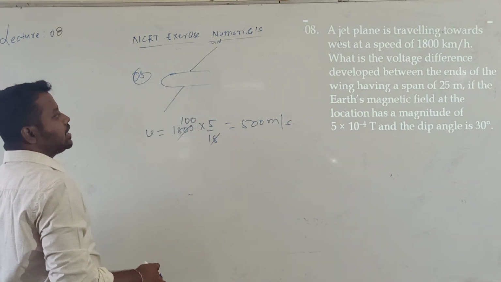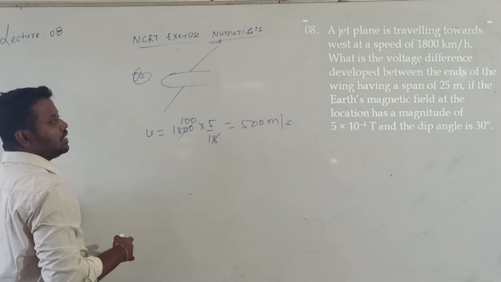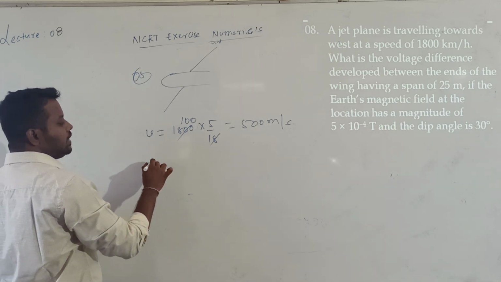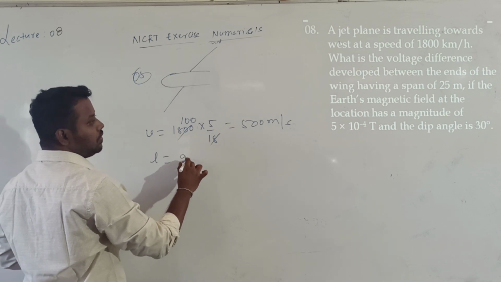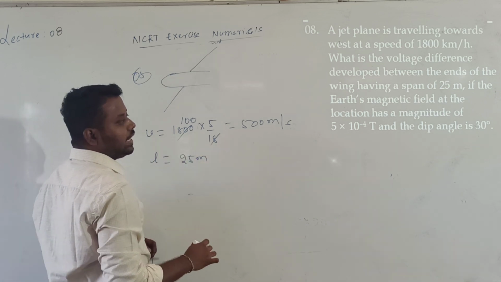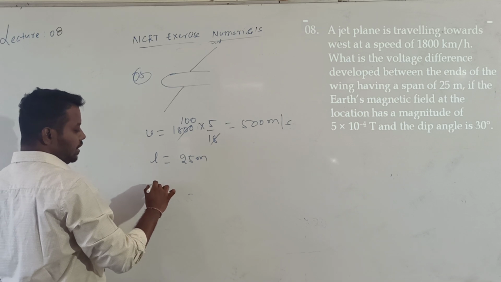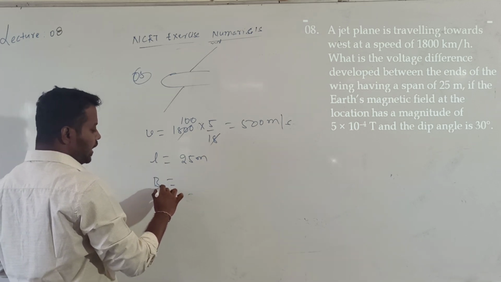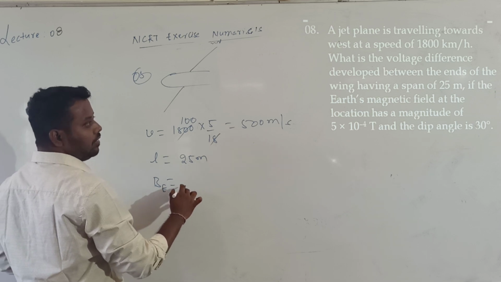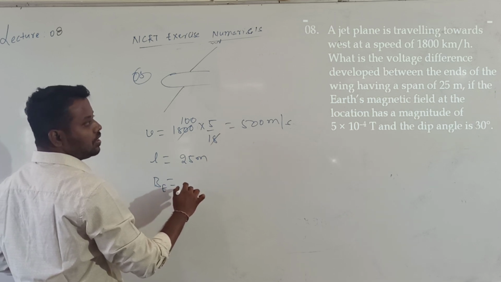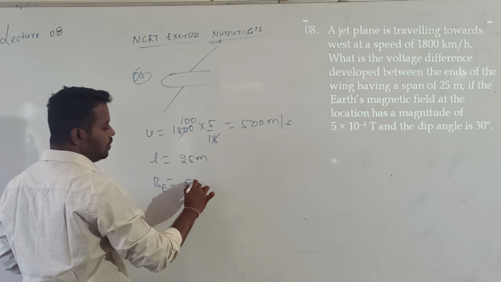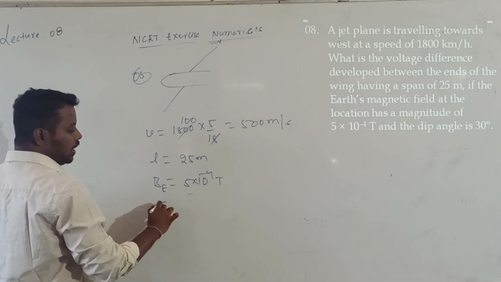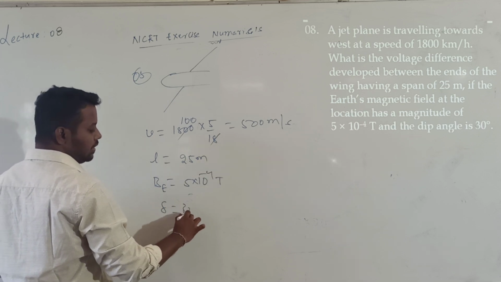They are asking us to calculate the potential difference developed between the ends of the wings. The wing span length is 25 meters. The Earth's magnetic field is given, so the Earth's magnetic field B, I can call it BE, is equal to 5 into 10 power of minus 4 Tesla. And they also gave the angle of dip, delta, as 30 degrees.